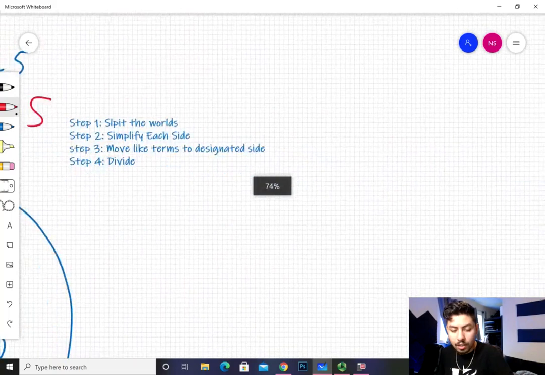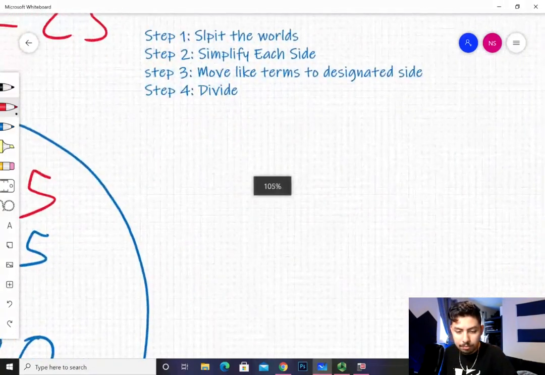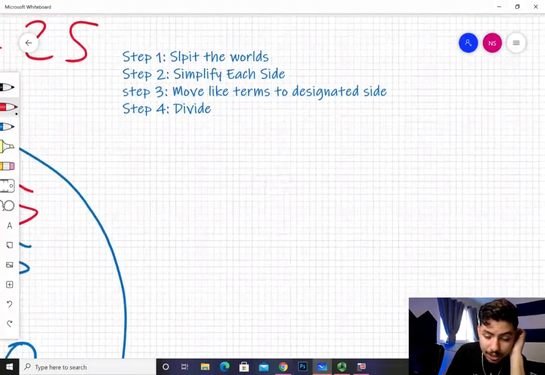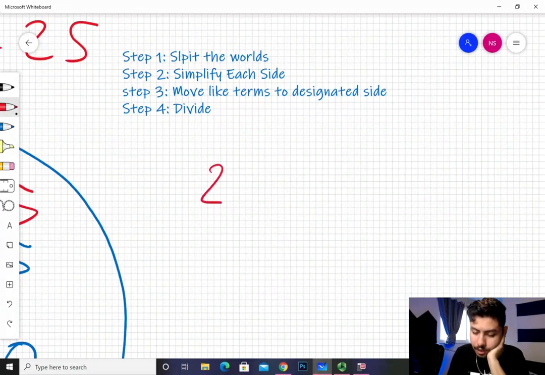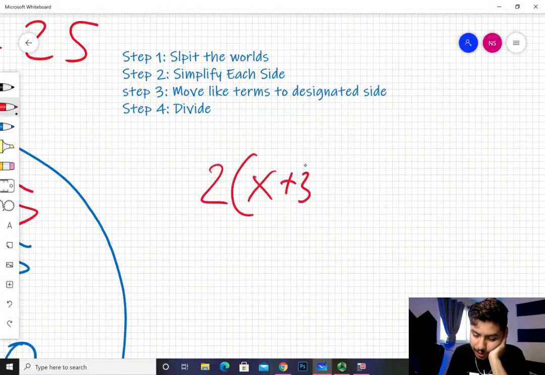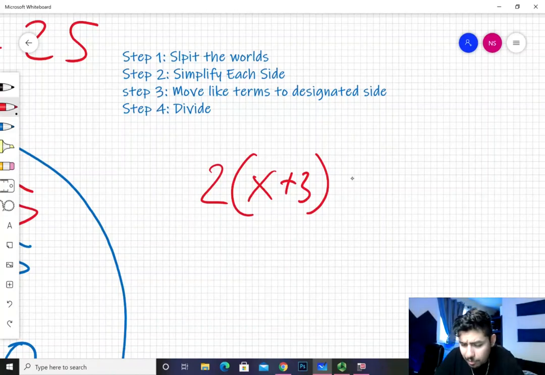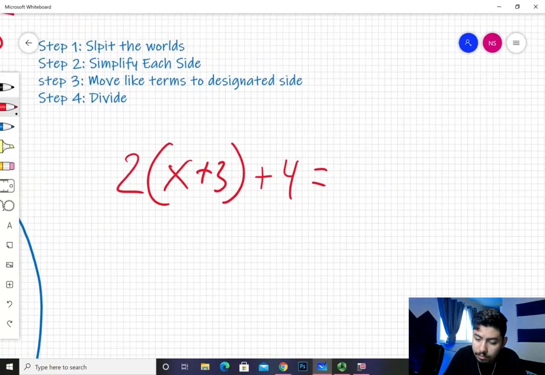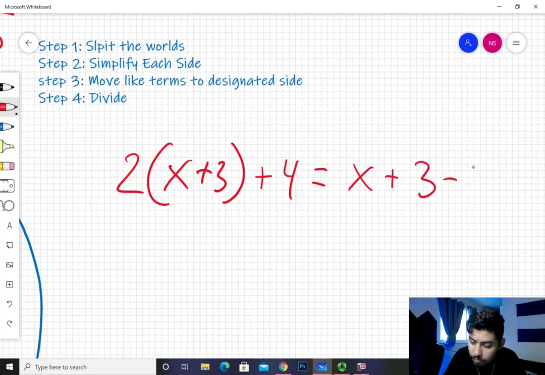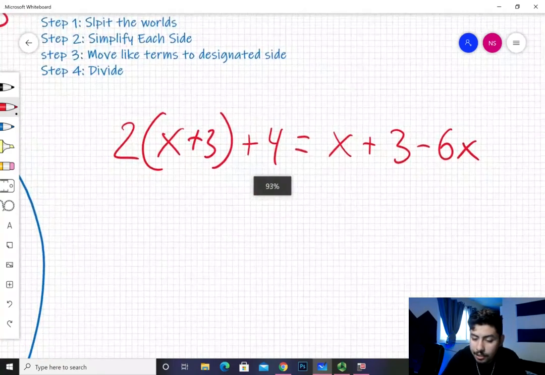Let's move on to another problem. So, a little bit more challenging one. I'm just going to make this one up and hope it doesn't come out as a decimal, but it might come out as a decimal. Doesn't really matter. Okay. Here's a nice little equation.